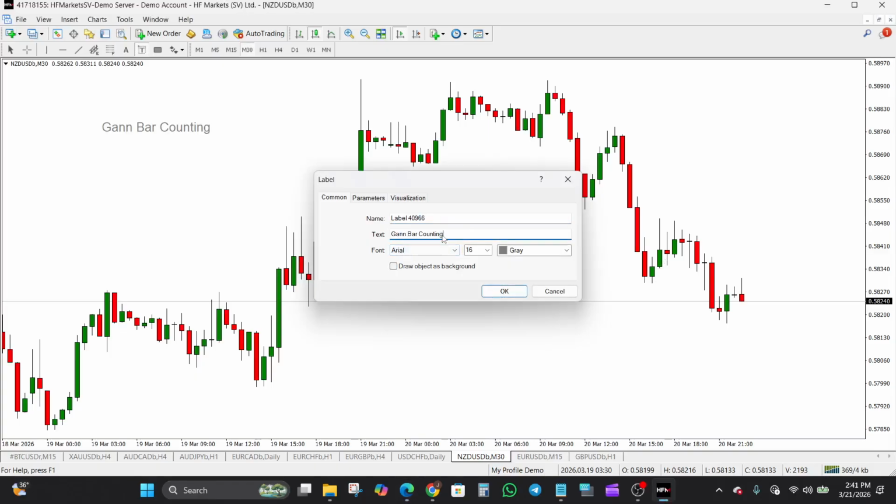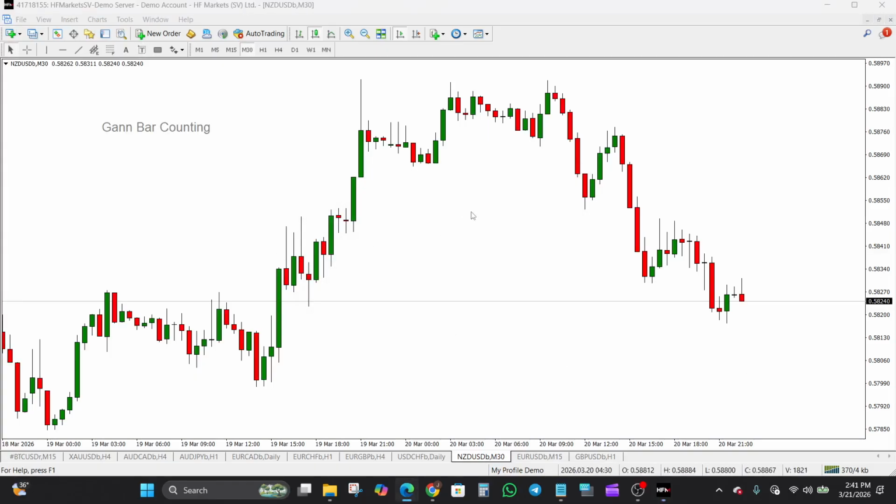All right, so Gann bar counting actually comes from the work of W.D. Gann, who believed that markets move not just based on price but also on time. Now, most traders focus only on price, which is where the market is going. But Gann introduced the idea that when the market moves is just as important.